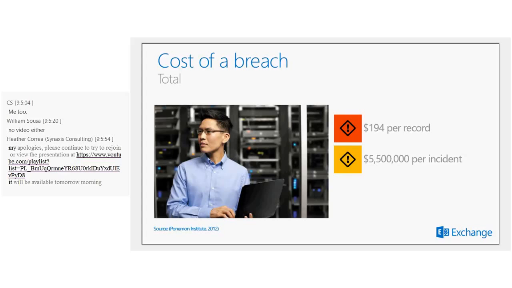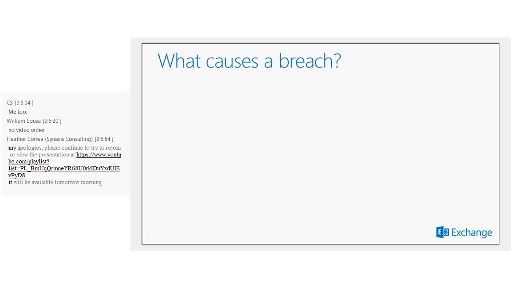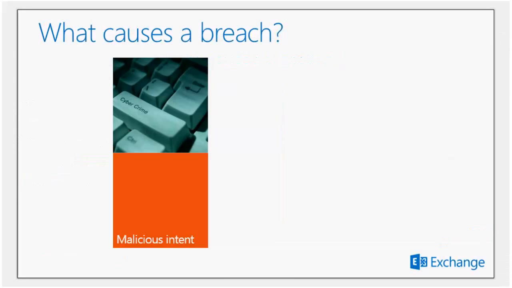So the other thing to look at here is what causes a breach. And there are three main factors that cause a breach of IP or loss of IP. First of them is the malicious intent. This would be someone outside your company trying to hack or trying to do something that he's not supposed to do. So this is a classic case of the bad guy doing the bad thing.